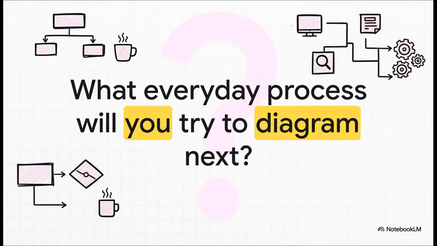And that's it. You now have the tools. From making your morning coffee to mapping out a complex workflow at your job, pretty much any process can be diagrammed with these symbols. You've got the basic language to visualize and really understand the flow of actions in any system. So the only question left is, what everyday process are you going to try to diagram next?